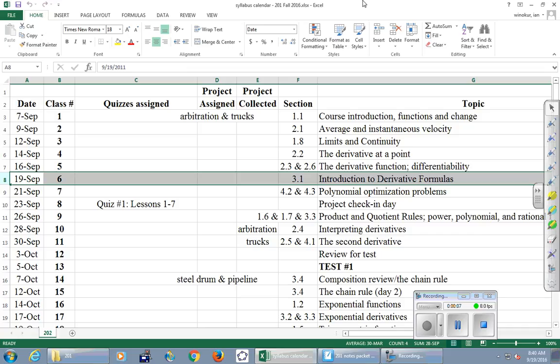Today we're going to introduce derivative formulas, which for many of you is going to feel like a breath of fresh air compared to the drudgery of finding derivatives with the limit definition. I'll remind you of what that means.